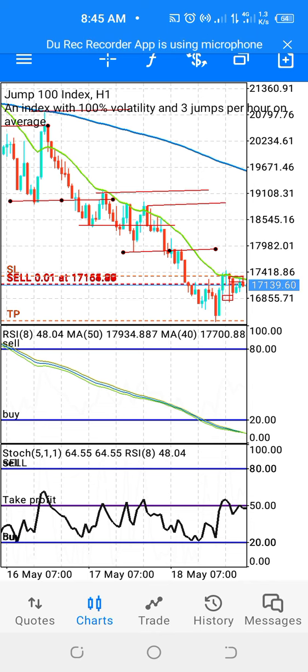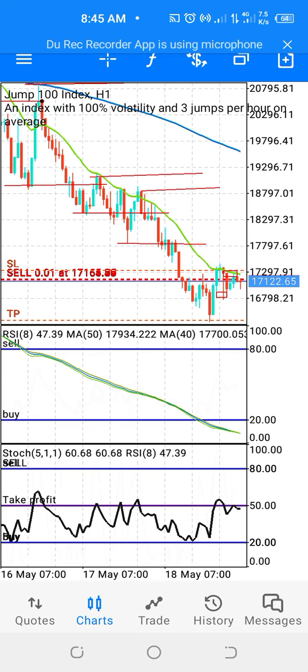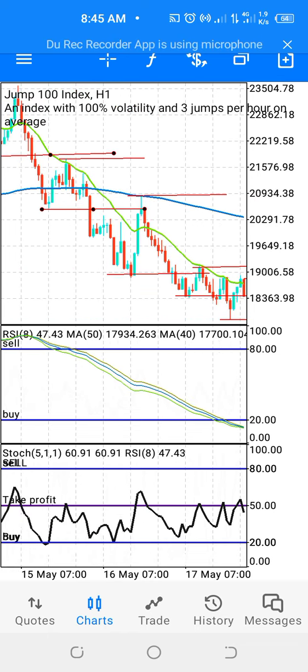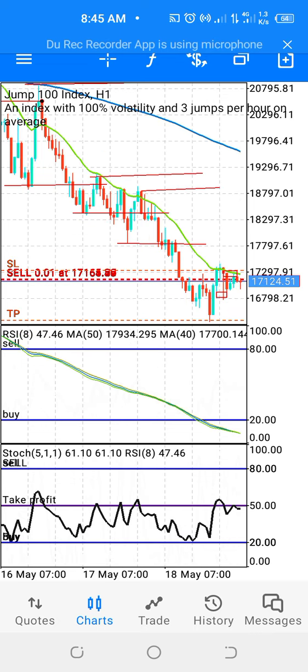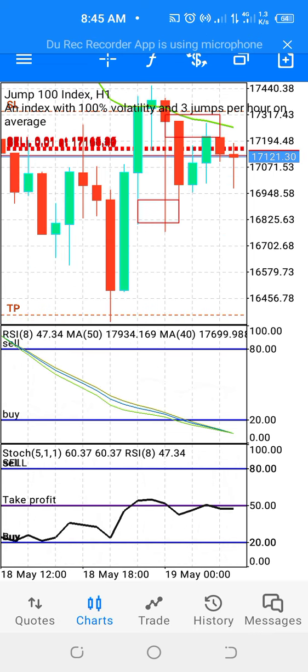So you can see when we say that the market is in a downtrend and the trend is your friend, this is what we mean: the market is going down, and we see that the market is breaking the lower highs and lower lows.